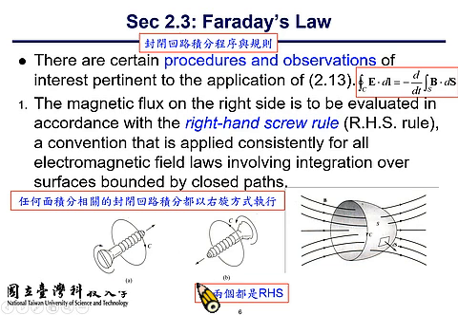All right. So there are certain procedures and observations of interest pertinent to the application of equation 2.13, which is the first Maxwell equation. So equation 2.13 itself is the first Maxwell equation, which is referred to as Faraday's law. So here are some rules of thumb about this equation. The first one is the magnetic flux on the right side of the equation is to be evaluated in accordance with the right-hand screw rule.